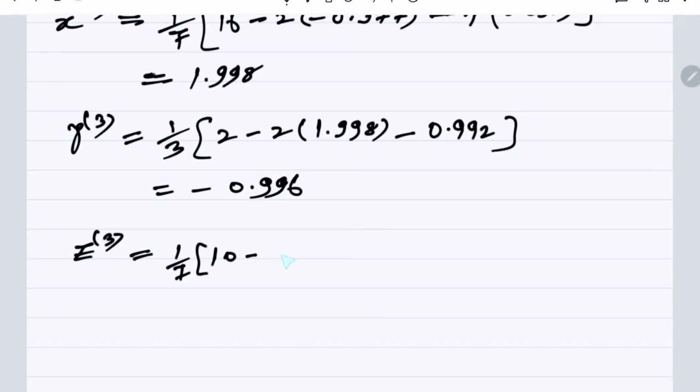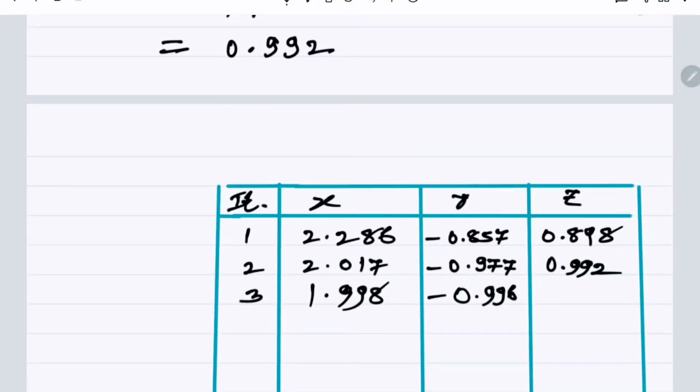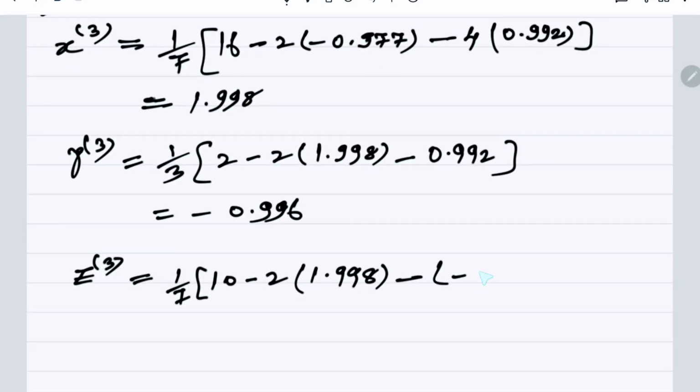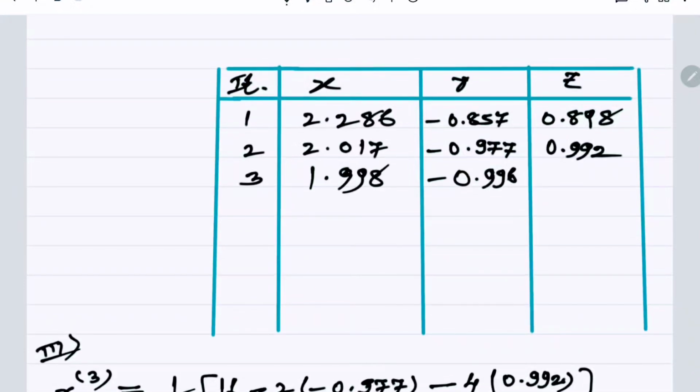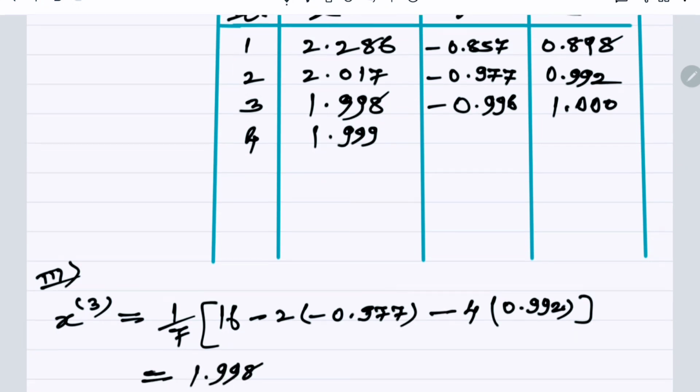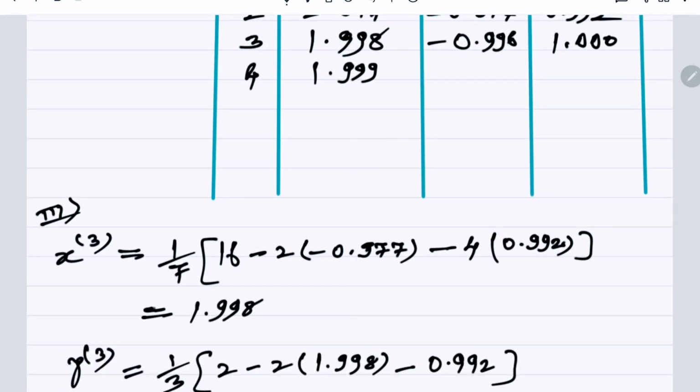Then z3, using equation C, we get again 1 by 7 times (10 minus 2 times x, x is 1.998, and minus y, and the value of y is minus 0.996), and simplifying it we get the value as 1.00. Therefore write down in that column of z, 1.00.